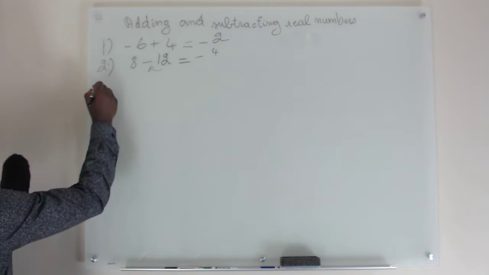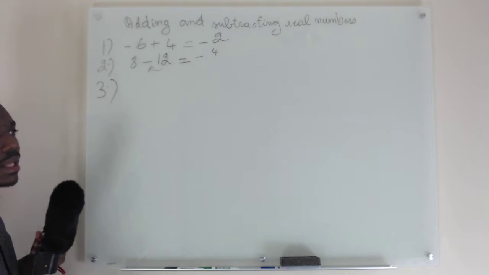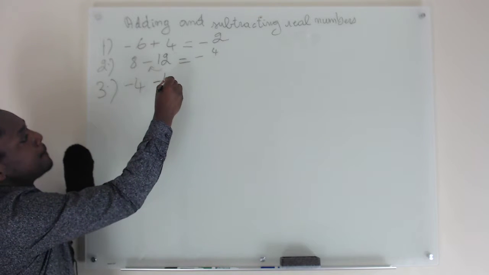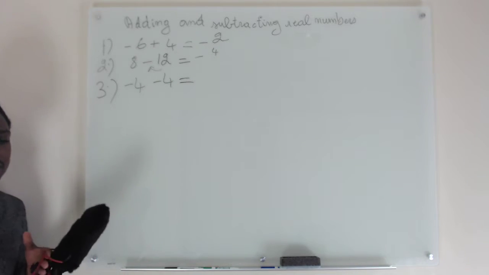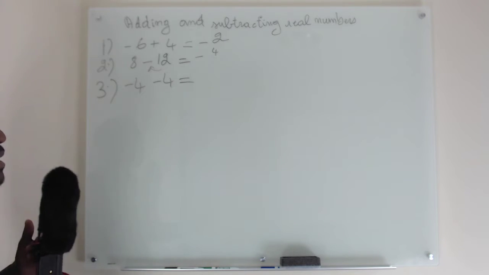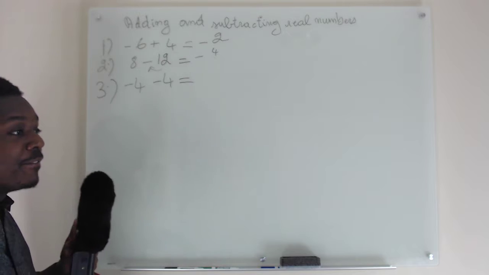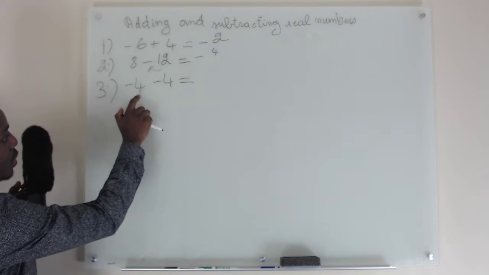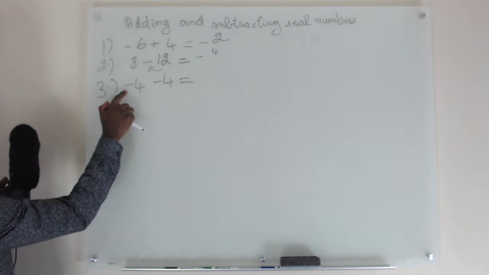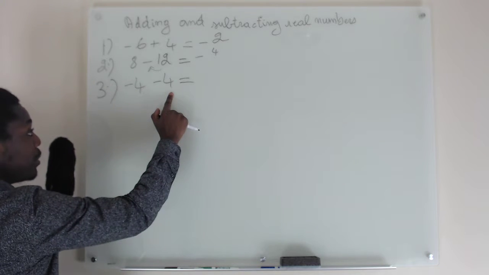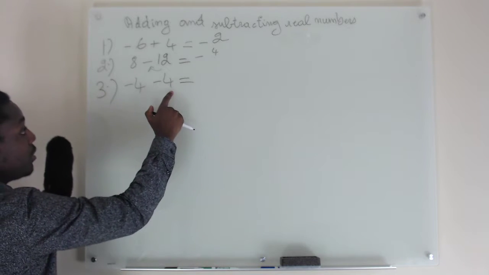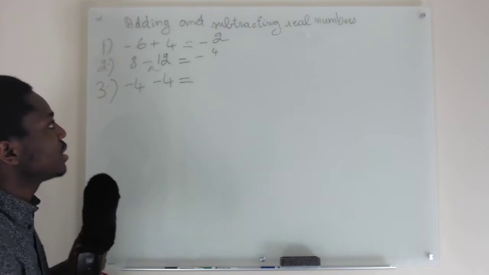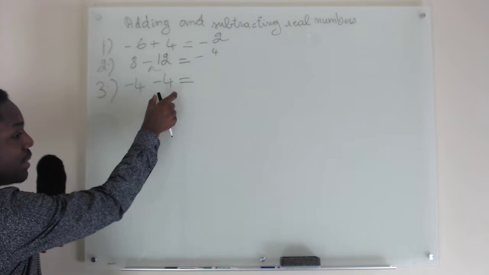So now let's take a third example. Let's say we have negative 4 minus 4. Here things get a little bit tricky, but we are going to make them very simple. The sign of the first number, which is 4, is negative. The sign of the second number, 4, is also negative.